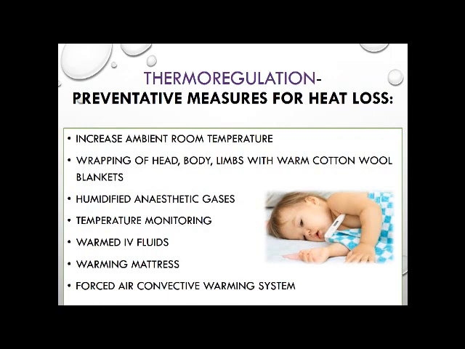Some of our preventative measures in terms of keeping the pediatric patient normothermic include increasing the room temperature, so that would provide an ambient accommodating temperature for the child, wrapping the head or the parts of the body that are not necessarily required for the procedure, cotton wool blankets, humidifying anesthetics or warming the anesthetic gases if these are available within the anesthetic machine, continued temperature monitoring of the child, using warm fluids or warm mattresses, and convective air mattresses if we have them available, or blankets.